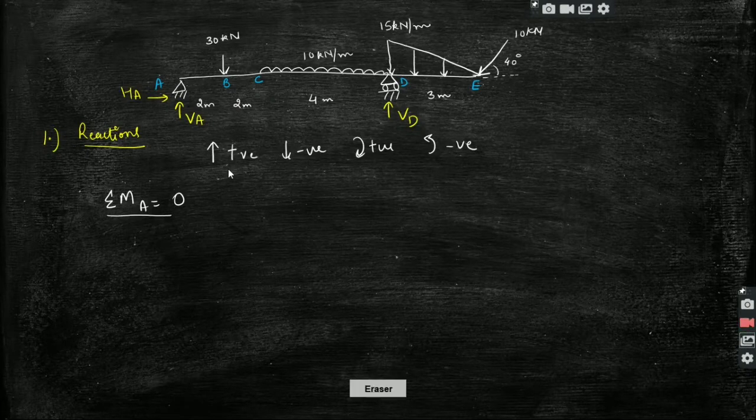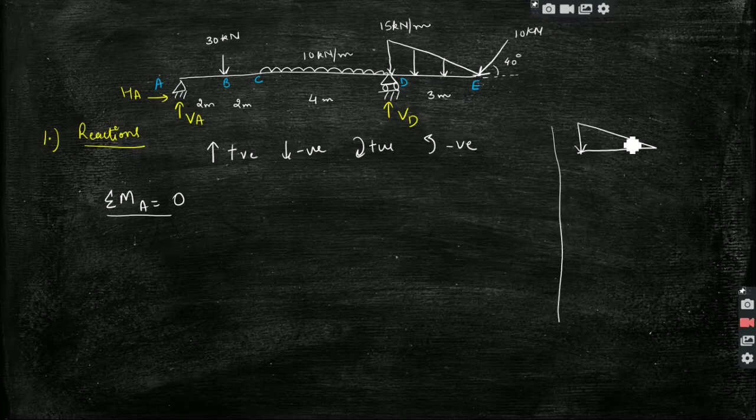So now we will calculate the moments at A. I will consider all the forces, starting from point E. But before calculating the reactions, I will try to simplify the loads. As you can see, we have one UVL, uniformly varying load, which is varying from 0 to 15 kilonewton per meter for a distance of 3 meters. This is the DE portion of the beam.